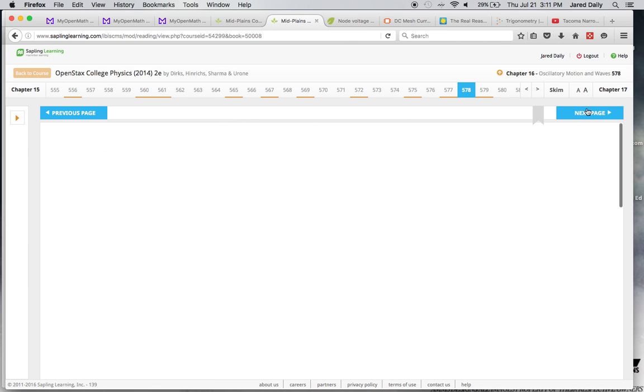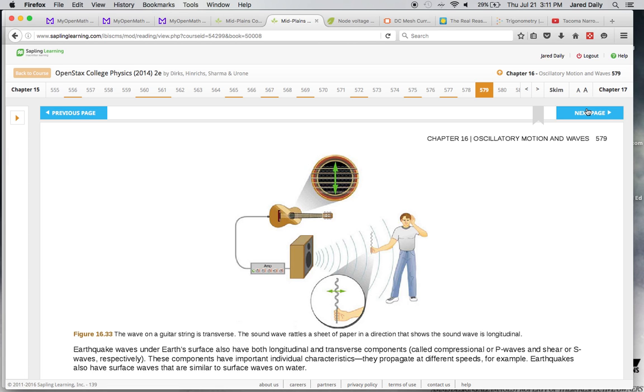Sound waves are longitudinal waves, and certain parts of earthquake waves are longitudinal waves, and other things like that. There are many things that are compression waves.